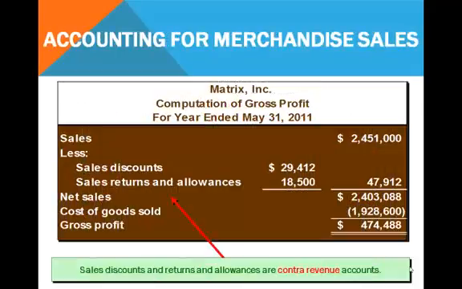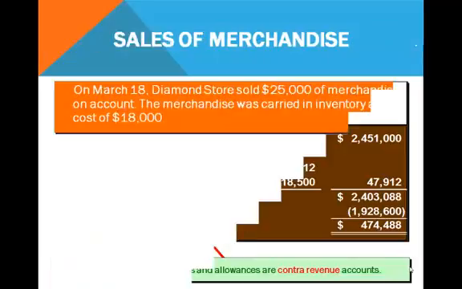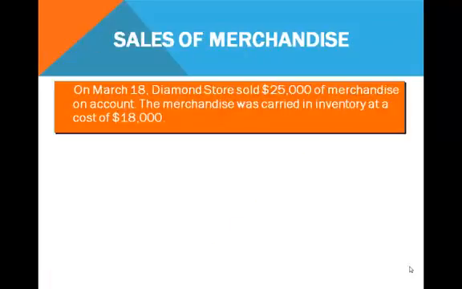Now let's change our focus and see how discounts and returns and allowances are recorded on the seller's side of the transactions. Both sales discounts and sales returns and allowances are contra revenue accounts. Do you remember talking about accumulated depreciation as a contra asset account? Well, contra means opposite or against, right? So sales discounts and sales returns and allowances are contra to the revenue account known as sales. This means they have a normal debit balance and are subtracted from the sales account to arrive at net sales on the income statement.